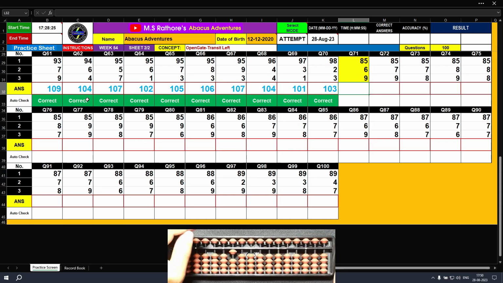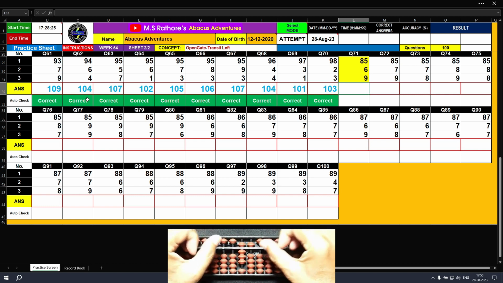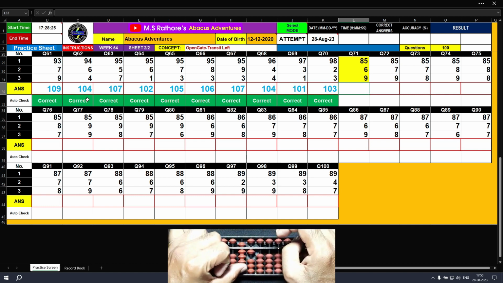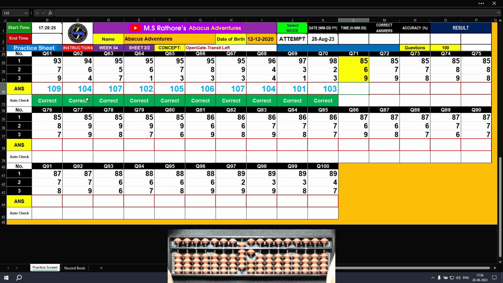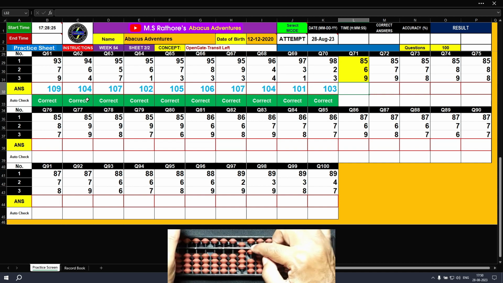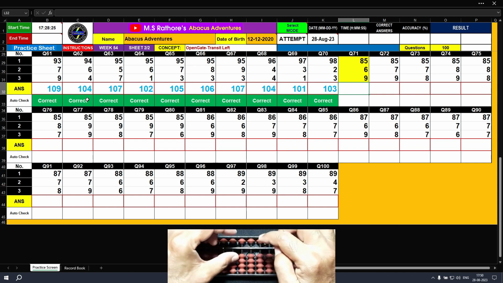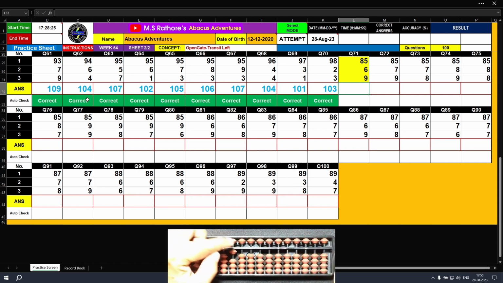Let me show you this question once again. Question number 71, plus 80 plus 5, the answer is 85, plus 6 equals plus 1 minus 5 plus 10, it's 91 now. Then comes plus 9, this time we have to open the gate. Plus 9 equals minus 1, open the gate, plus 10, it's 100.